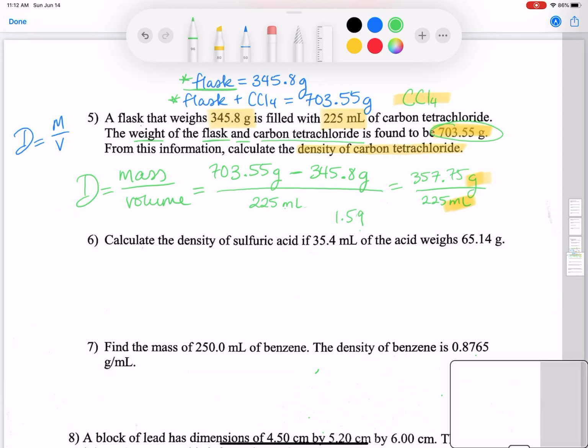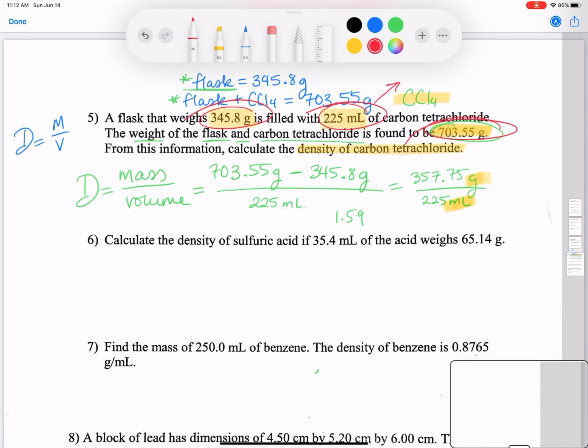Your last thing is always significant figures. So the operation that you were doing here was division. Division and multiplication use the smallest number of sig figs from the data. So you had a little bit of data here. You had 345.8 grams, which is 4 sig figs. You had 225 milliliters, which is 3 sig figs. And then you had 703.55 grams, that's 5 sig figs.